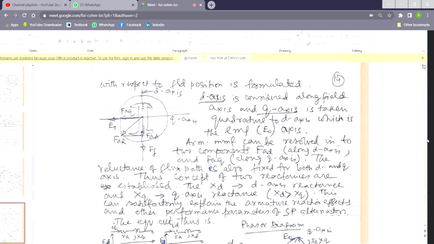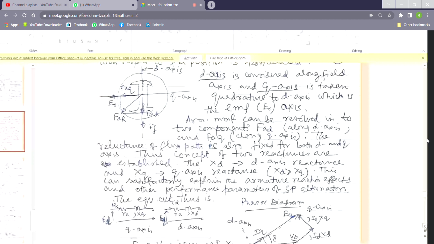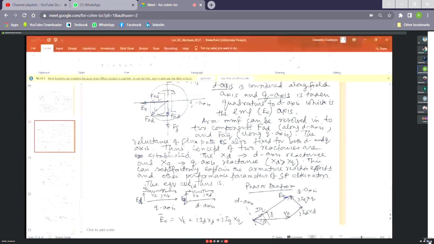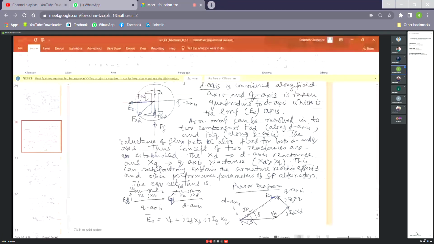Now the armature MMF can be resolved into components, one along D axis and another along Q axis. In this diagram, FAR is the resultant armature MMF, which can be resolved into two components: FAD along the D axis and FAQ along the Q axis. If it's a lagging power factor case, FAD will be the demagnetizing part and FAQ will be cross-magnetizing. If it is a leading power factor, FAD will be the magnetizing component, which helps the magnetic field, and FAQ will be the cross-magnetizing component.